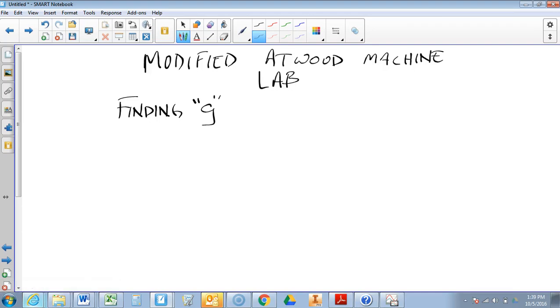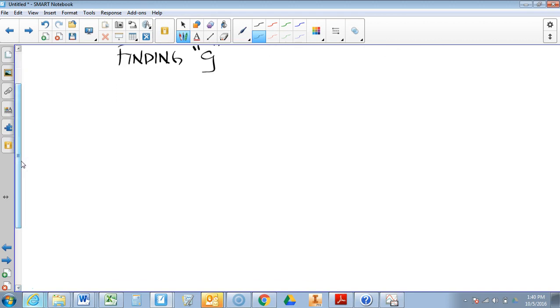So for the finding G part of the lab, there's going to be two methods that we're going to use to find G. Okay. All right. Way number one involves, let's do this. We're going to start with, actually in either case, we'll start with a free body diagram.